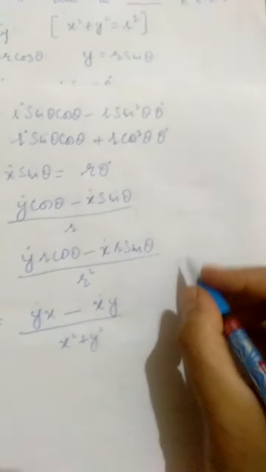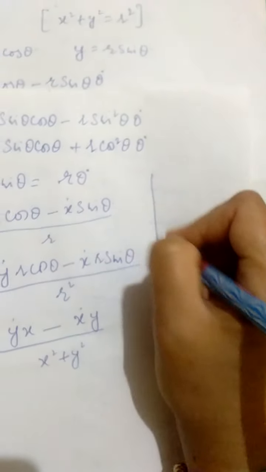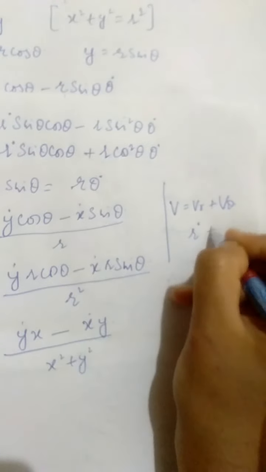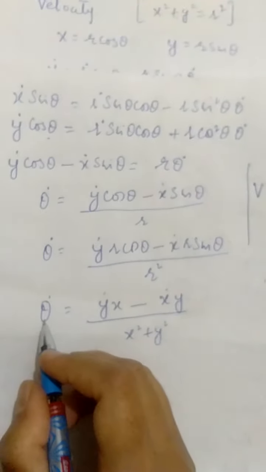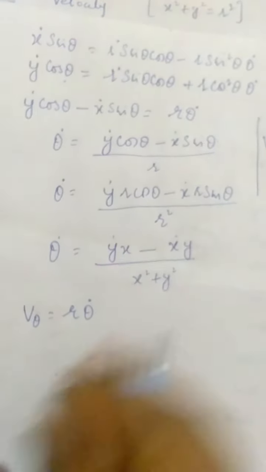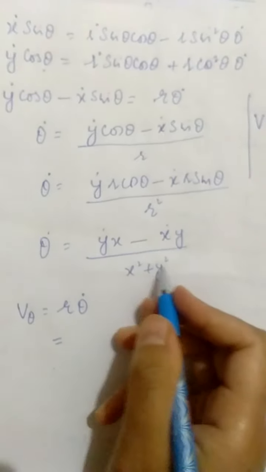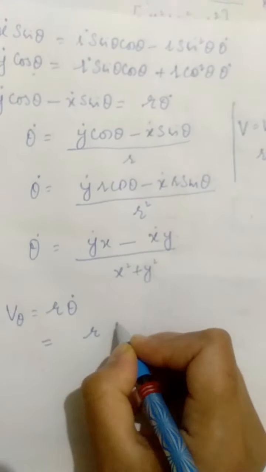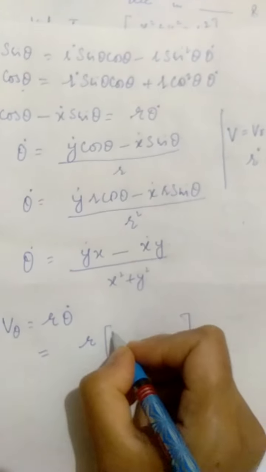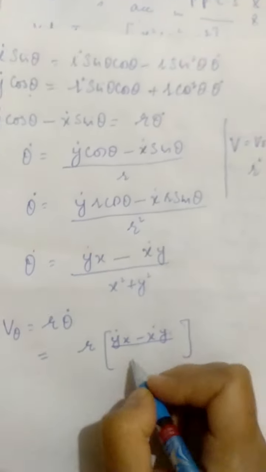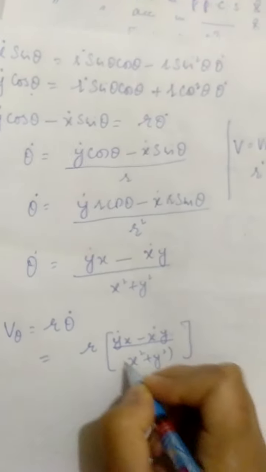But if you recall that the expression for velocity in case of plane polar coordinate is v is equal to vr plus v theta. Vr is r dot, but v theta is r theta dot and not just simply theta dot. So we also need to multiply by r again, right? Because v theta is actually r theta dot. So it will be r times this expression, that is y dot x minus x dot y divided by x square plus y square. Now what is r?